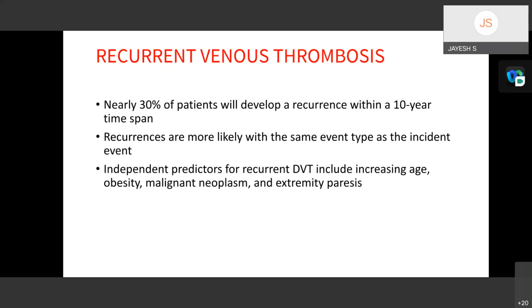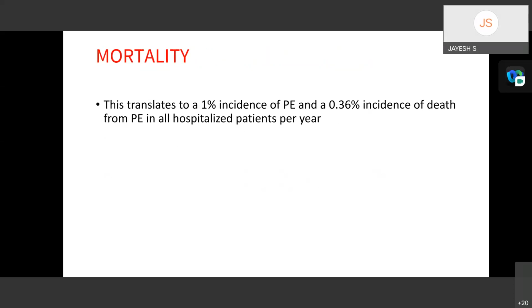Independent predictors for recurrent DVT include increasing age, obesity, malignant neoplasm, and extremity paralysis. Mortality: there will be about a 1% incidence of pulmonary embolism and a 0.36% incidence of death from pulmonary embolism in all hospitalized patients per year.